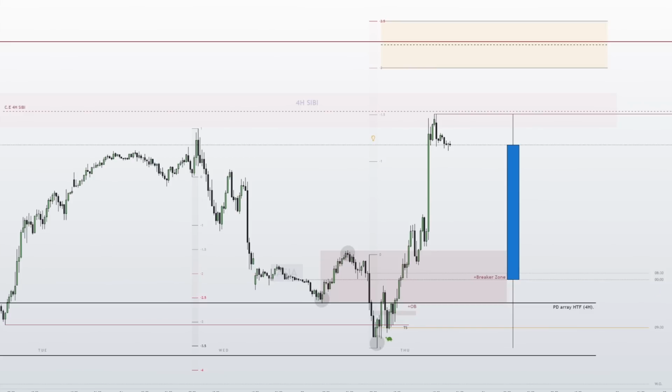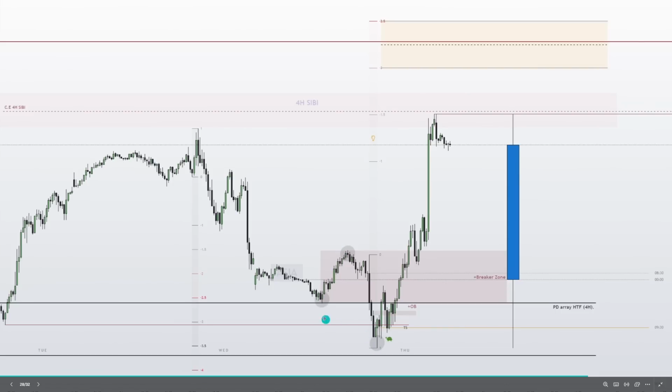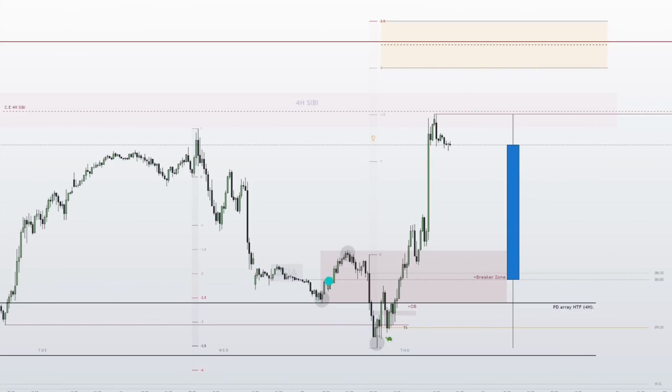So you take here this low, this high, and this low for your breaker. This is your breaker zone here above the midnight open. This is the next internal dynamic here, inside the daily candle. All these dynamics are inside one single candle.